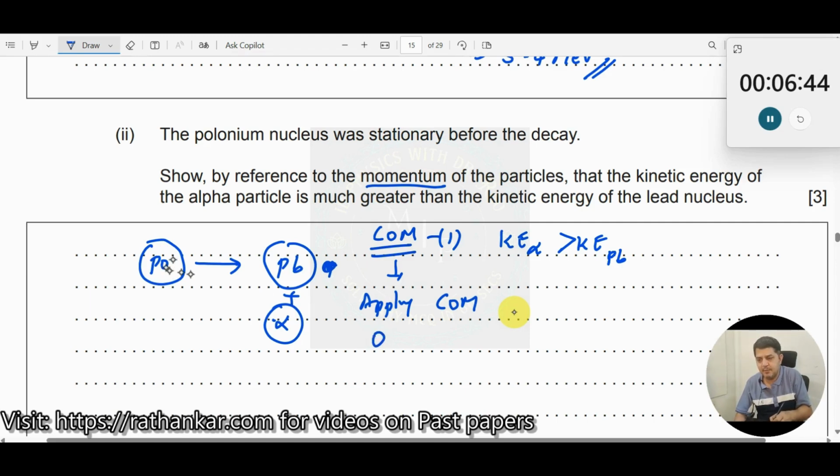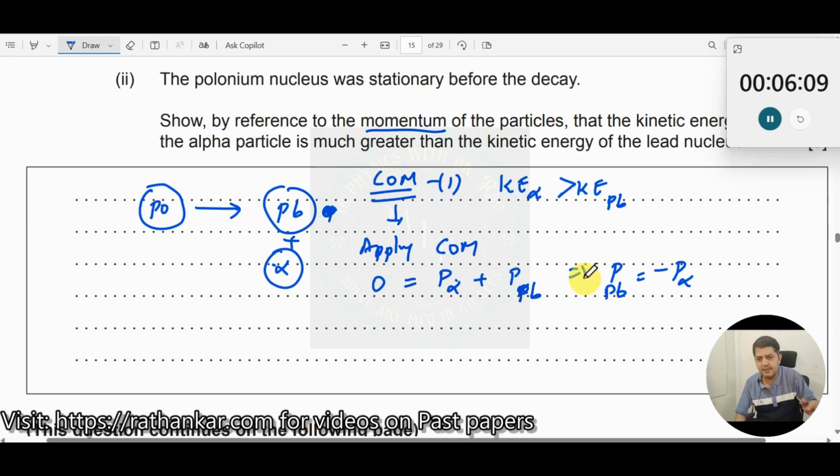The momentum of the polonium nucleus before the explosion is 0. This is nothing but an explosion example. In conservation of momentum, you have a bomb that explodes, and as a result mass M1 goes to one side and mass M2 goes to the other side. The same thing is applied here. So the momentum of lead plus the momentum of alpha is 0, which means P lead is equal to minus P alpha.